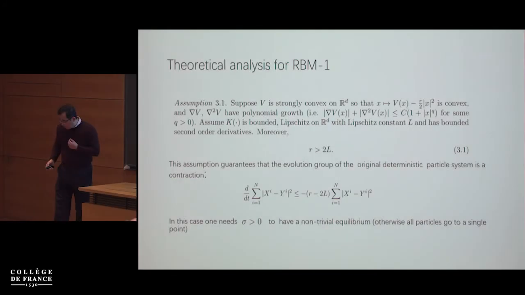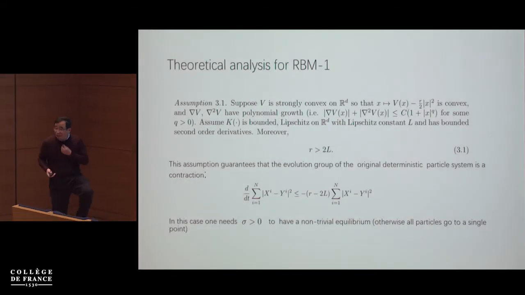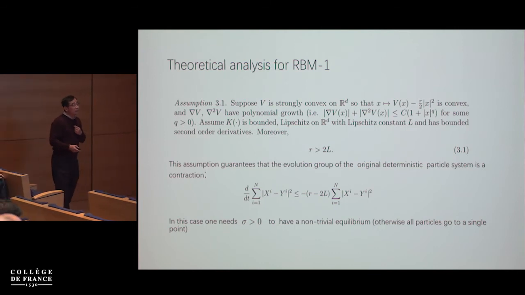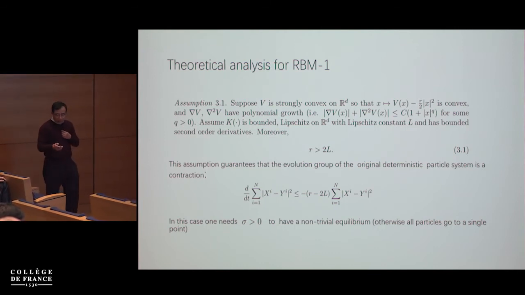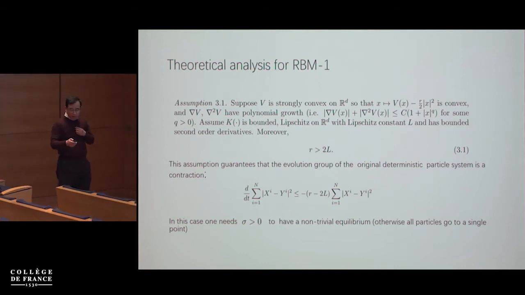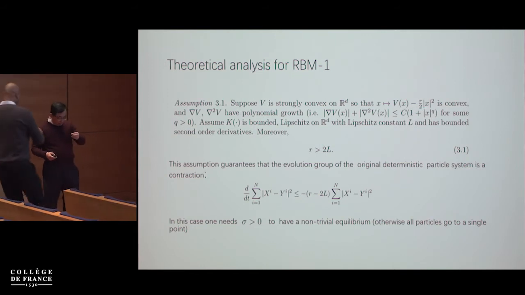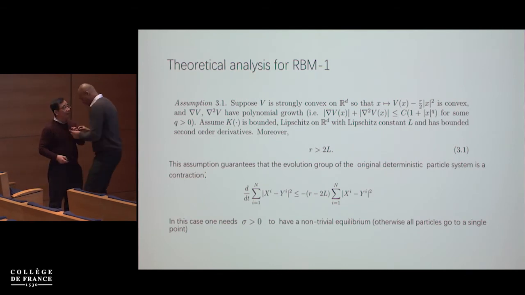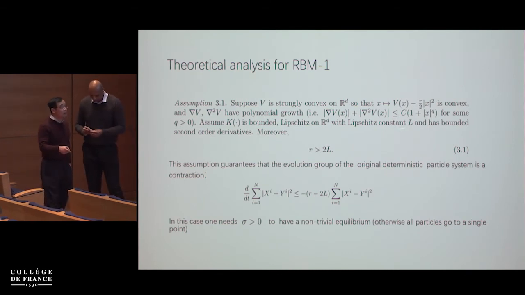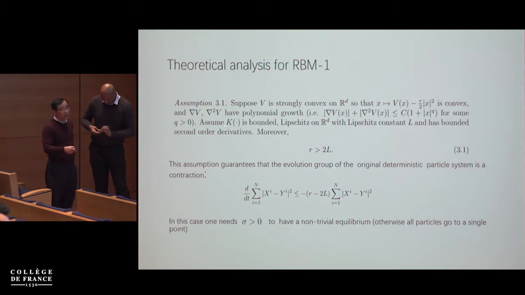Okay, now I have a little theorem which tries to convince you that this method works. So we make a few very basic assumptions. For example, remember we have this external potential V. Assume that it is strongly convex, all right? And what does strongly mean? It basically has to be more convex than x squared. And then you also assume that the derivative has some growth, x to the power q. And this interacting potential, assume it's bounded, Lipschitz with Lipschitz constant L, and has a bounded second order derivative. We also assume that this R here is bigger than 2 times L.